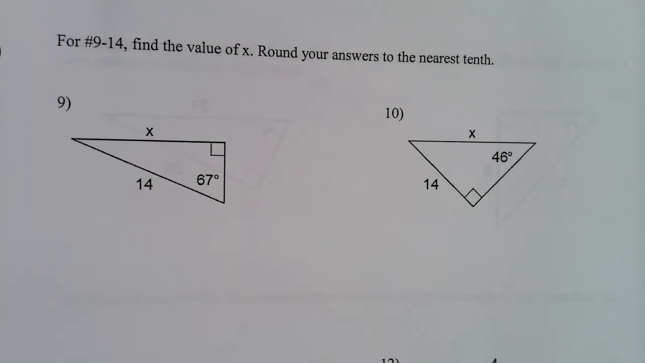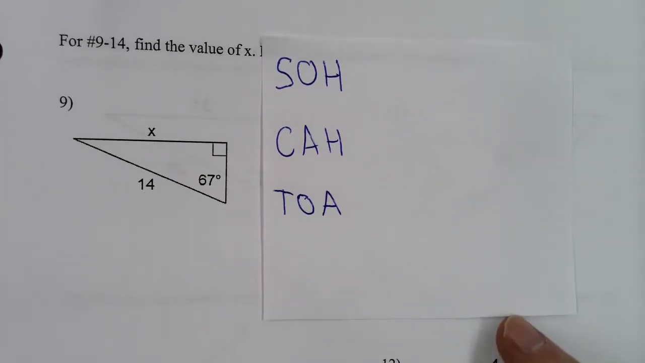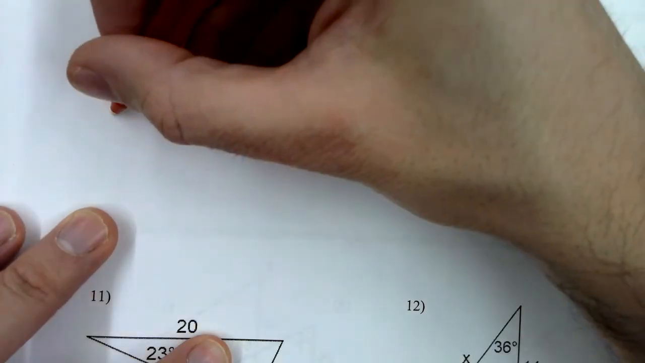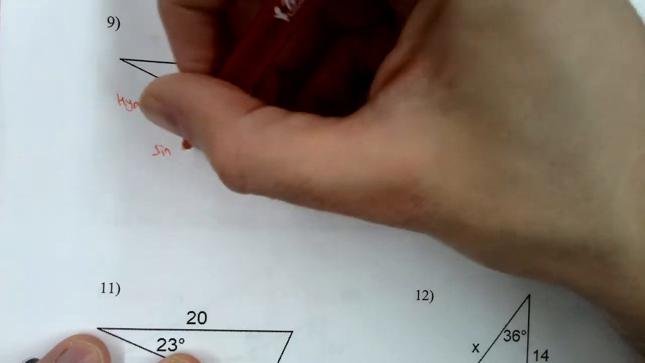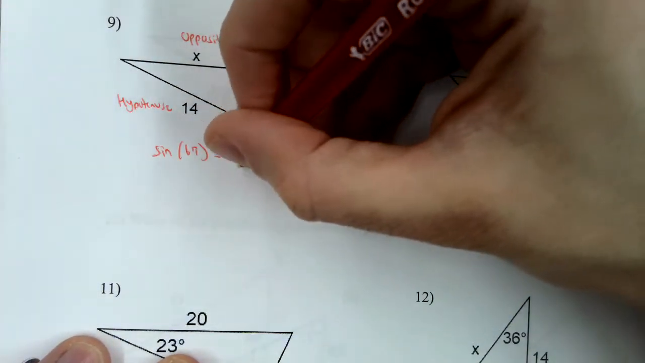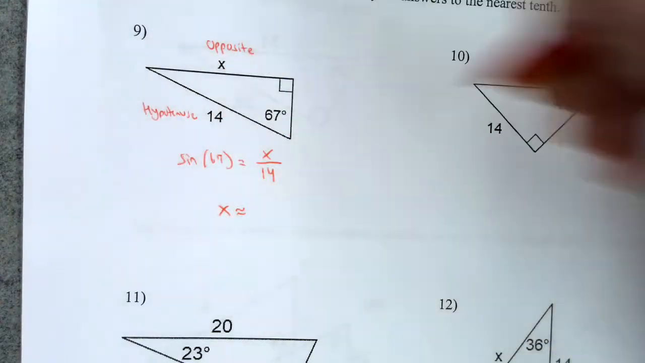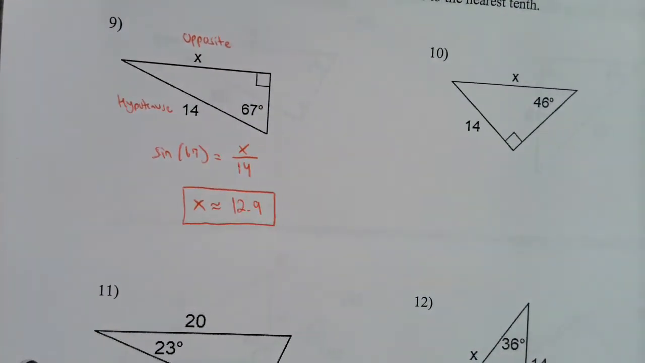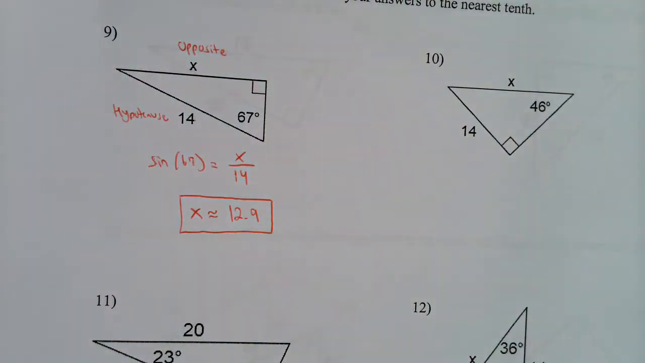For numbers 9 through 14, find the value of x, round your answers to the nearest tenth. For these, we're going to use SOHCAHTOA. Number 9, 67 degrees. This is opposite. This is hypotenuse. So that one's going to be sine. So sine of 67 equals x over 14. Solve that for x. You're going to do 14 times sine of 67. Round to nearest tenth, you're going to get x is approximately 12.9.